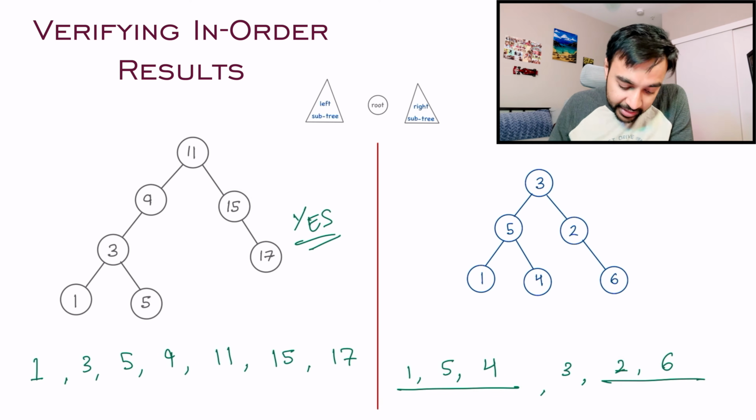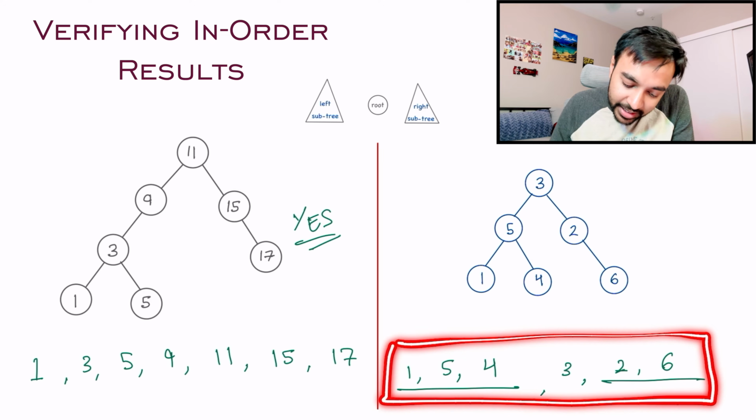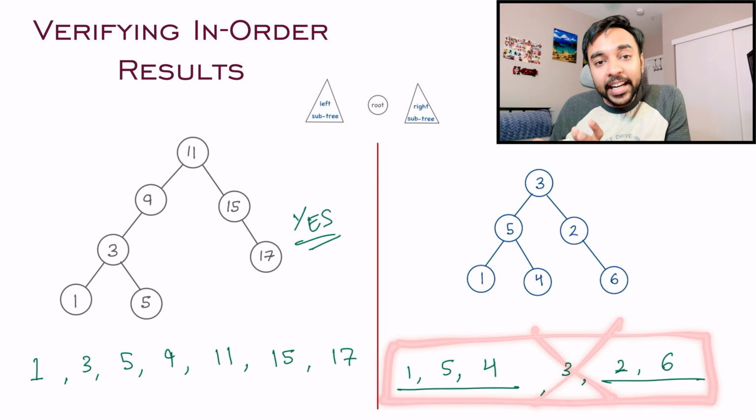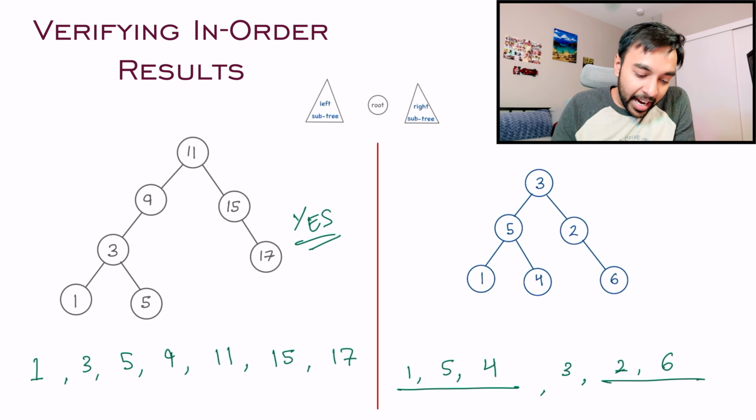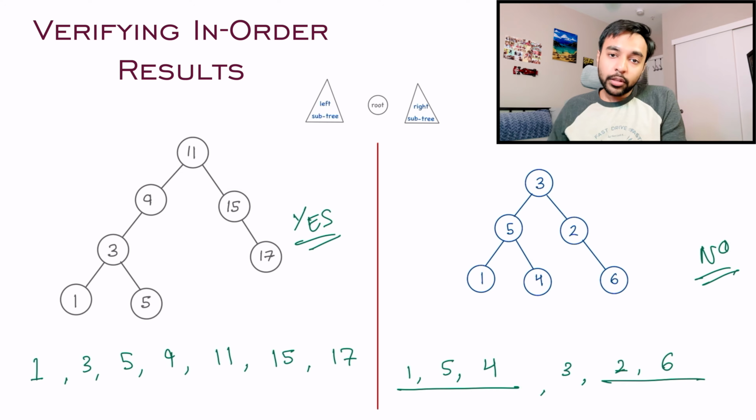Now, if you notice, this in-order traversal is not in ascending order. And hence, you can safely say that this tree was not a binary search tree, and simply return no as your answer. So, based upon this idea, let us now quickly do a dry run of the code and see how it works in action.